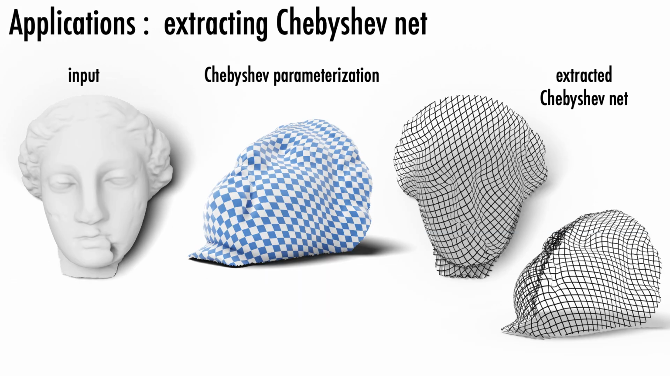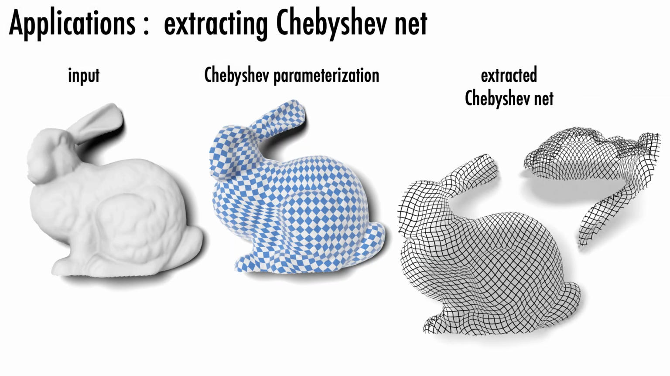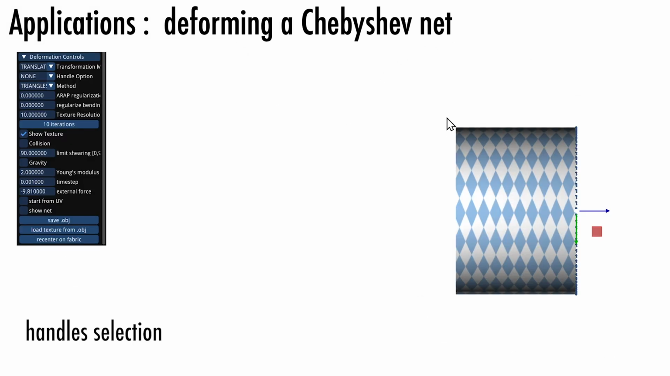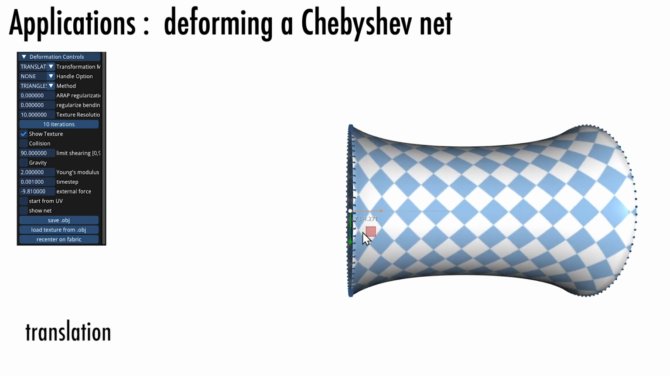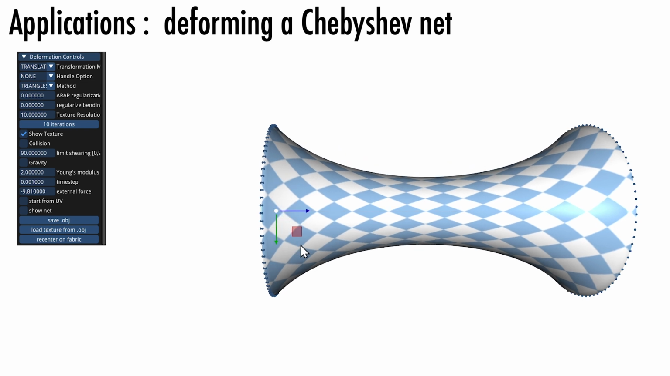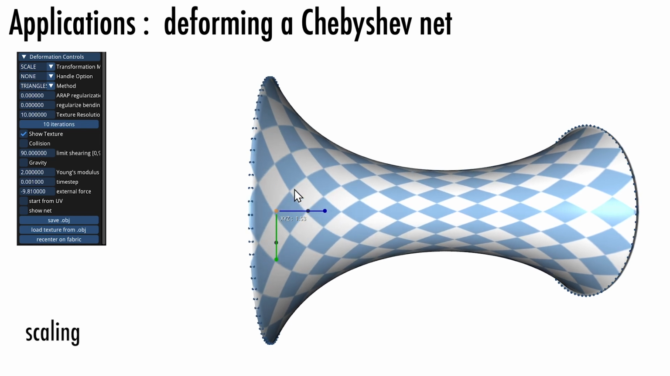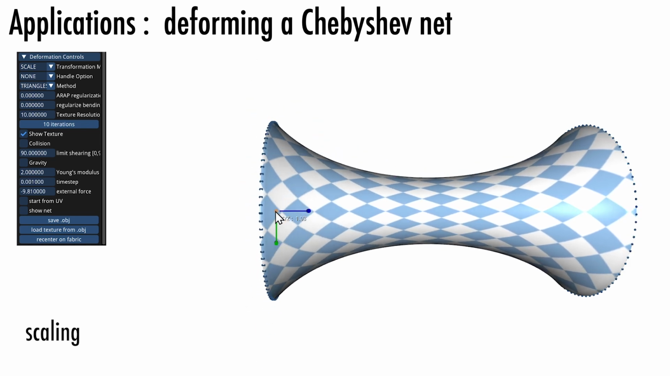We can extract a Chebyshev net from our computed Chebyshev parameterization, which is a popular application in architectural design. Our formulation also supports computing deformations of flat sheets, where the input warp and weft directions are constrained to remain a Chebyshev net. Here we show a real-time deformation of a cylinder shape, where we apply translation and scaling to the selected handles.